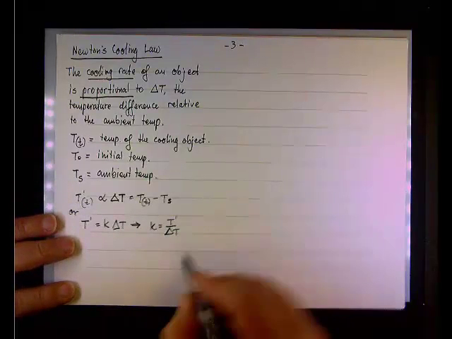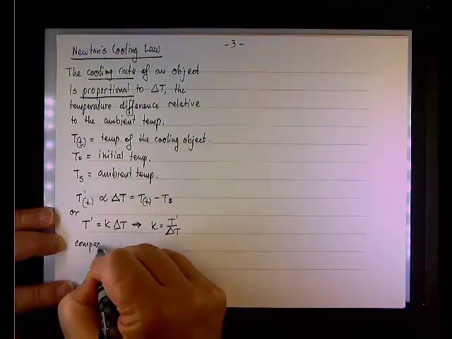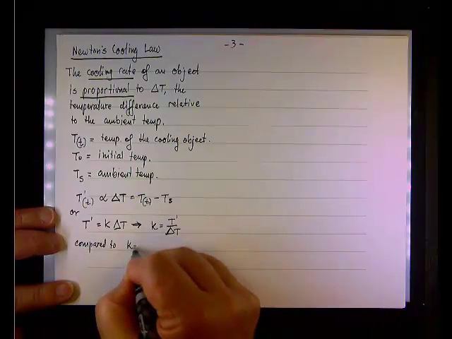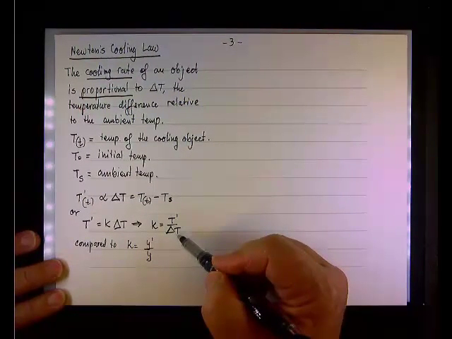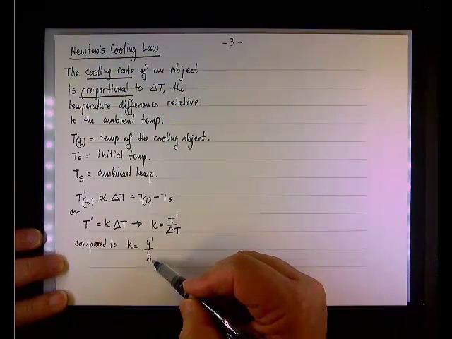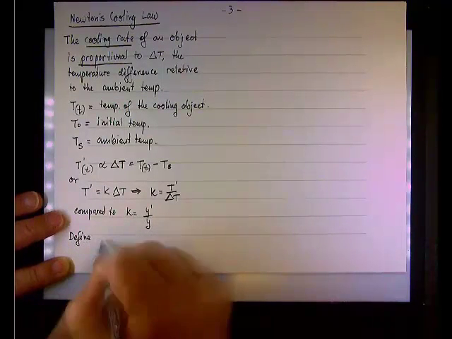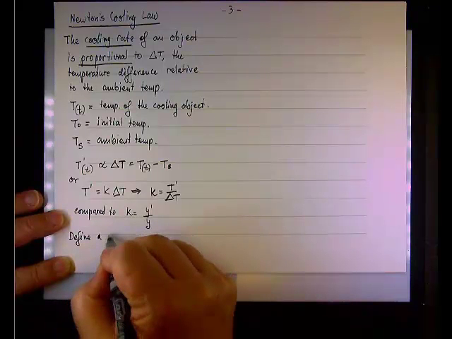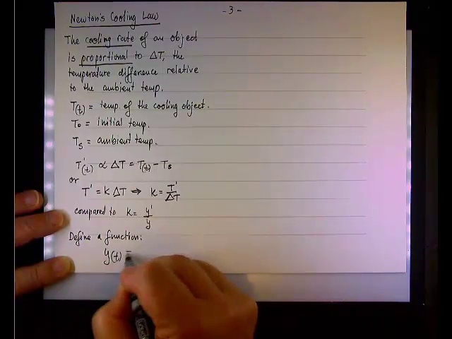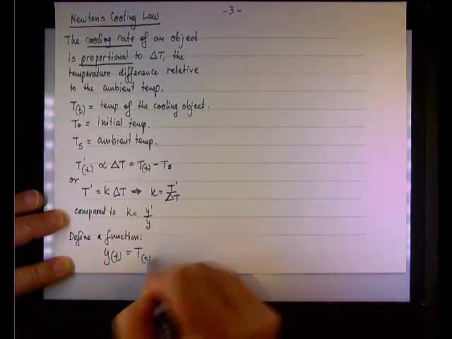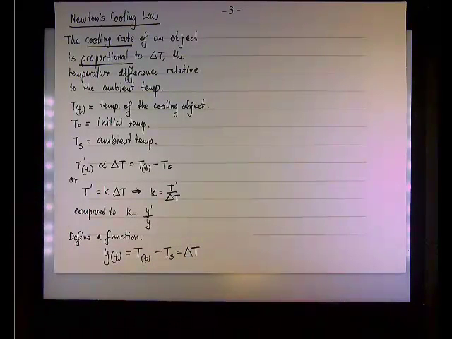So, compared to k equals y prime over y, to make T prime over delta T look like y prime over y, we're going to define a new function, y of t, such that y of t will be T of t minus T sub S, or delta T. So my delta T will be substituted with y of t.